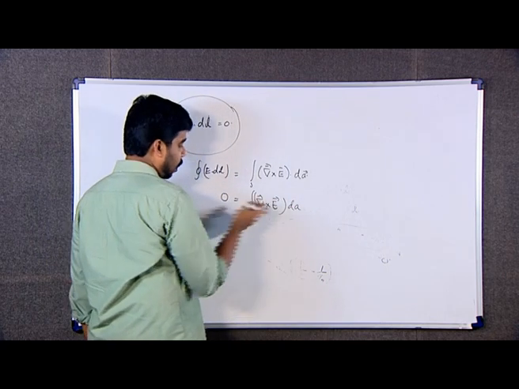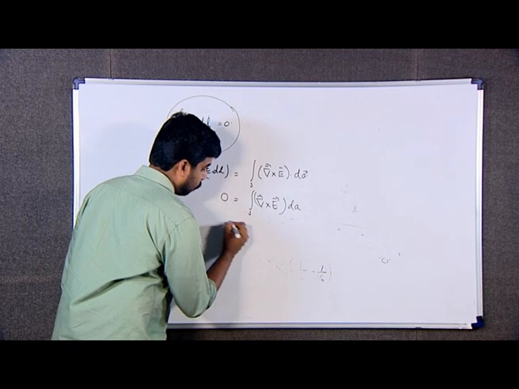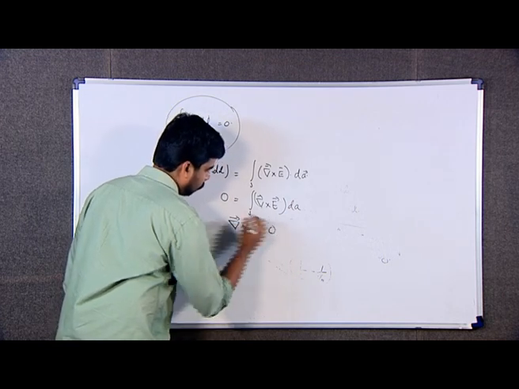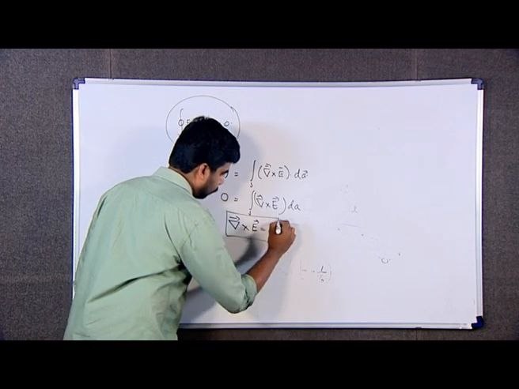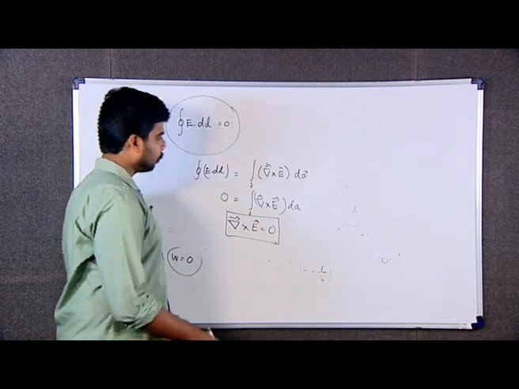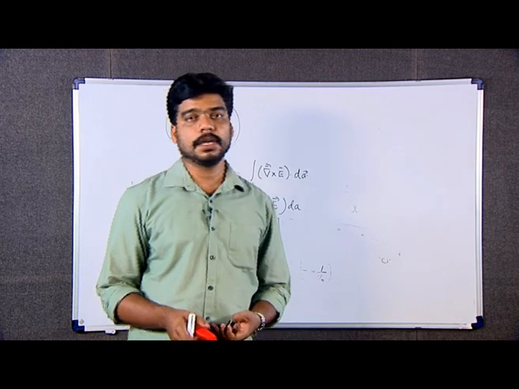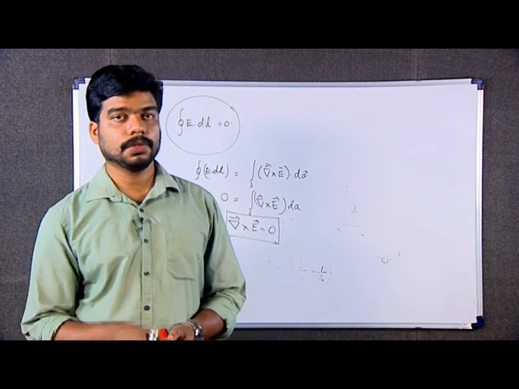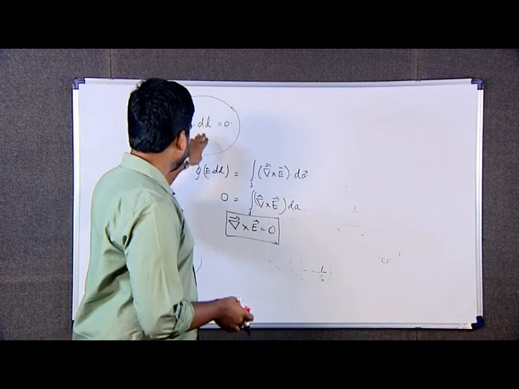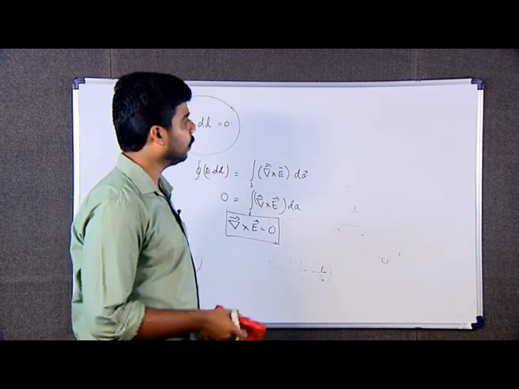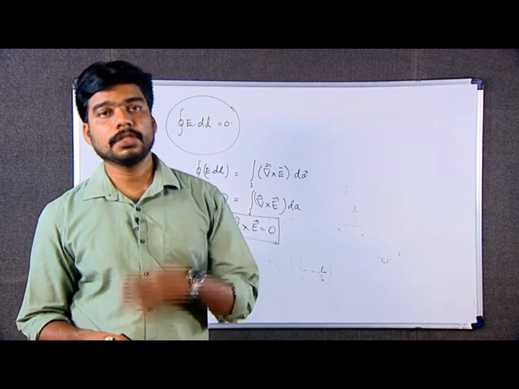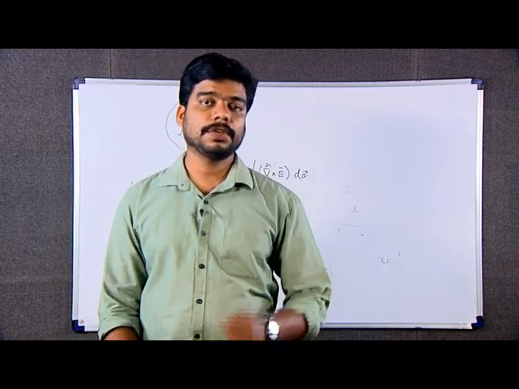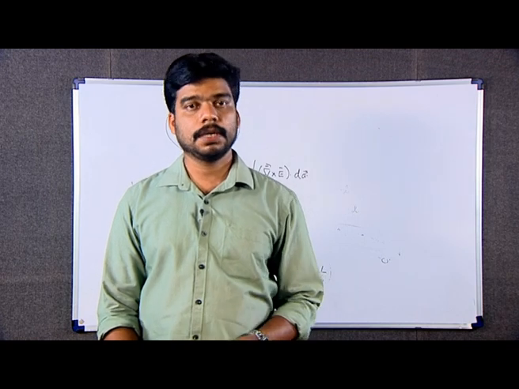This dA can't be 0. So, in such a case del cross E must be 0. So, if the force field is a conservative force field, then del cross E is equal to 0. So, this is about the conservative force field, and this proves that the electrostatic field is a conservative force field.